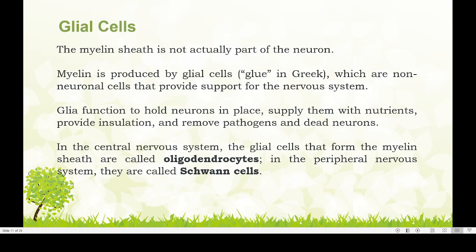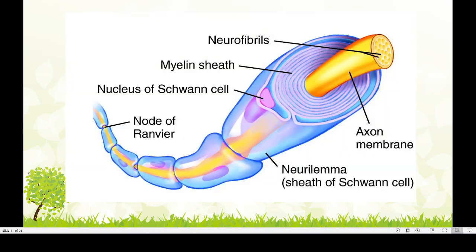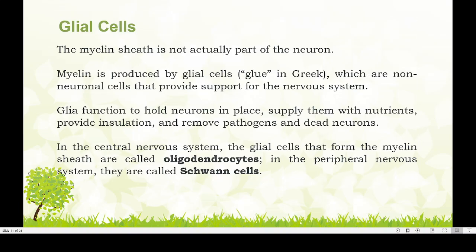Glia function to hold the neurons in place, supply them with nutrients, provide insulation and also remove pathogens and dead neurons. So these cells which cover the neuron are protective cells, helping in insulation, providing nutrients and removing pathogens and dead neurons.